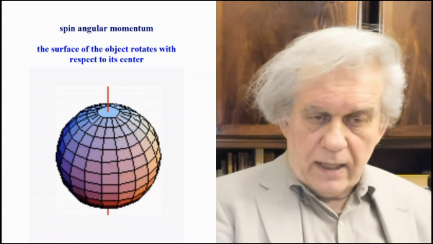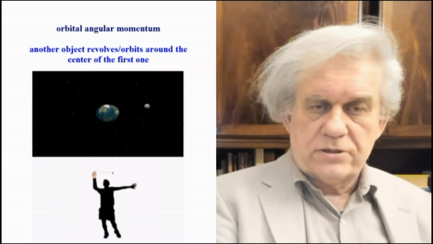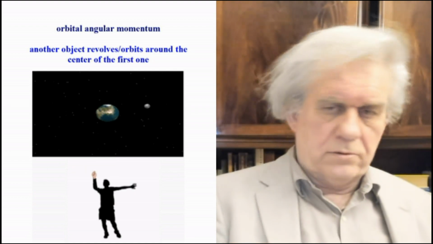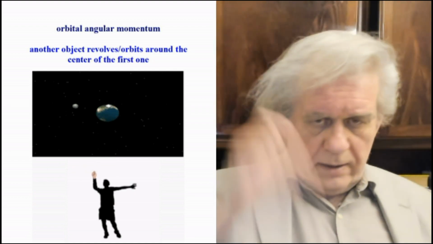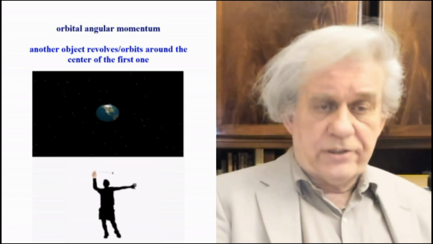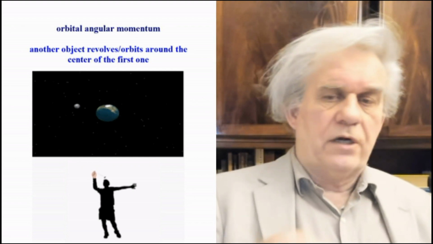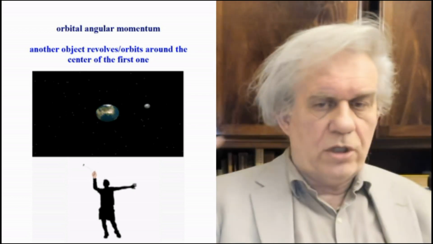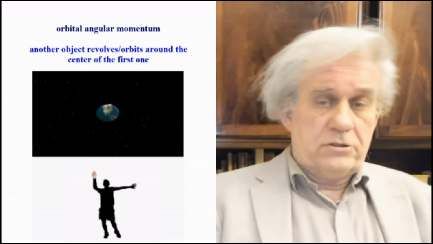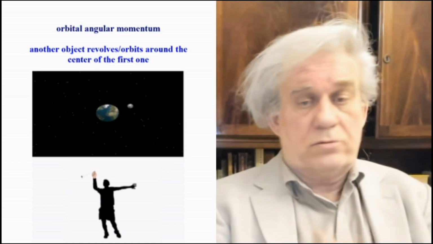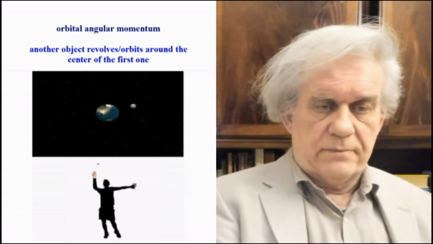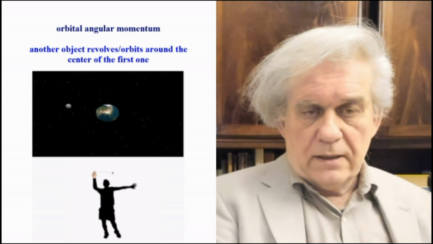Straightforward. But here we have the orbital one in comparison, so that you can see what the difference is. Orbital means it's more like the Earth going around the sun, or the moon going around the Earth, or a kid revolving a ball at the end of a string. Another object revolves or orbits around the center of the first one. So we have these two notions. One is the surface of one object. The other is a separate object going around some center for whatever reason, a horse around a post or whatever. Those were the two notions of angular momentum that these people came up with.